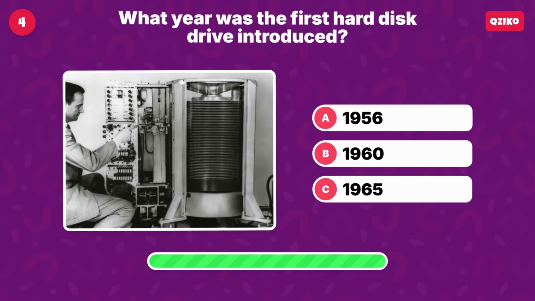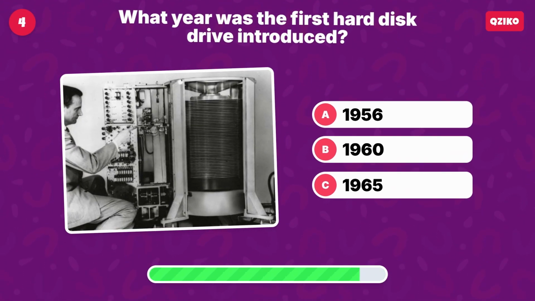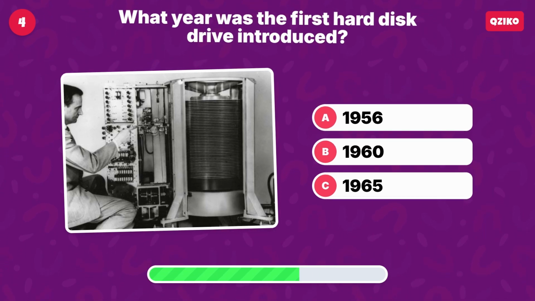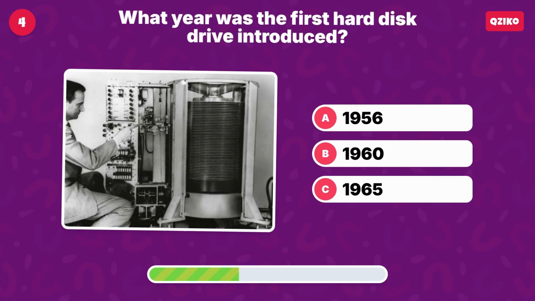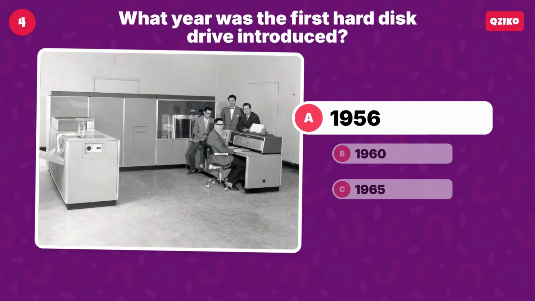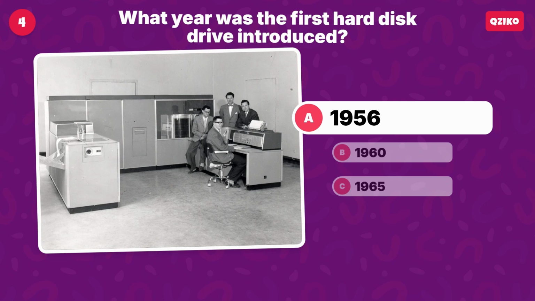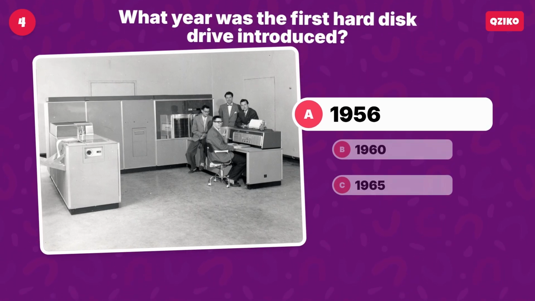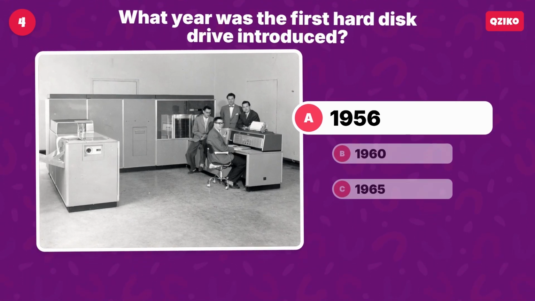What year was the first hard disk drive introduced? 1956, 1960, or 1965? IBM introduced the first hard disk drive, the IBM 305 ROMAC, in 1956.